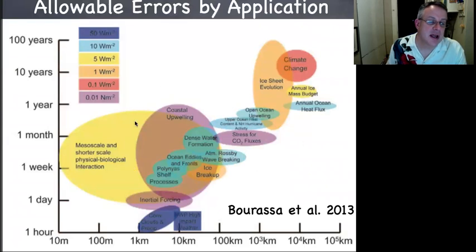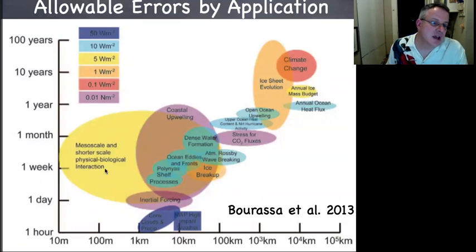So just like we talked about the vast and diverse figure, here's another one from Mark Barrasa's paper, but color-coded by the amount of error in fluxes you could allow into each of these. So here we go. Climate change needs to be accurate to within only about 0.1 watts per meter squared in order to be accurately calculated, and ice sheet evolution within about 1 watt per meter squared. So these are really pretty challenging. These colors in here are really quite challenging to get right from an energy budget perspective.